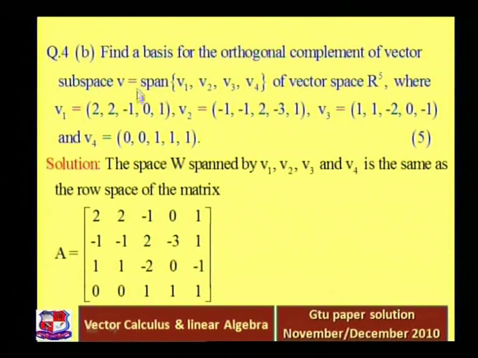Okay, so we convert these 4 vectors into a matrix, right? The space W spanned by v1 v2 v3 v4 is the same as the row space of the matrix. Okay, so we define a matrix A such that the first row is exactly the vector v1, the second row is v2, the third row is v3, and the fourth row is v4. You can see, right? Now we want to find the null space of this matrix. Okay, and for that definitely we have to convert this matrix into a row echelon form.